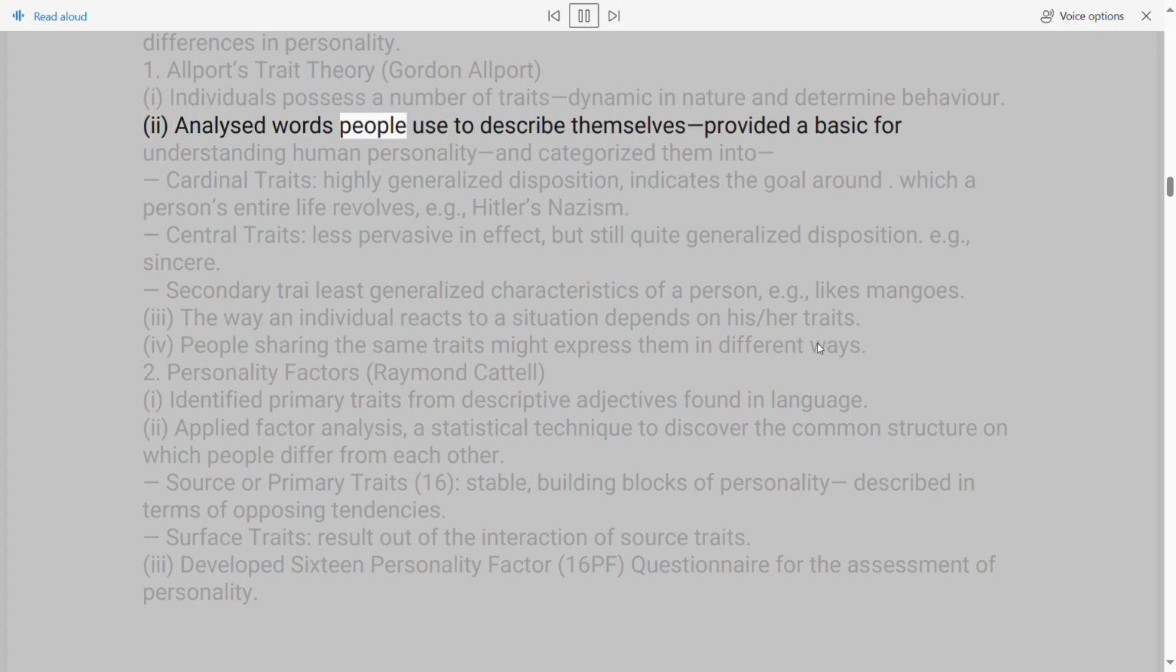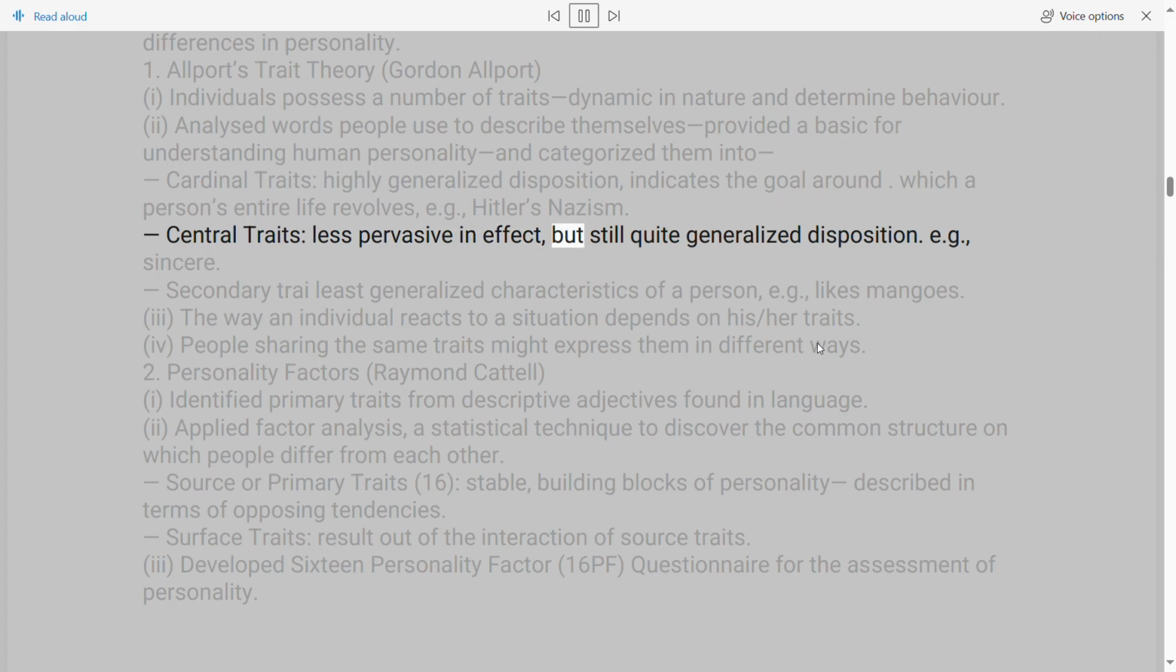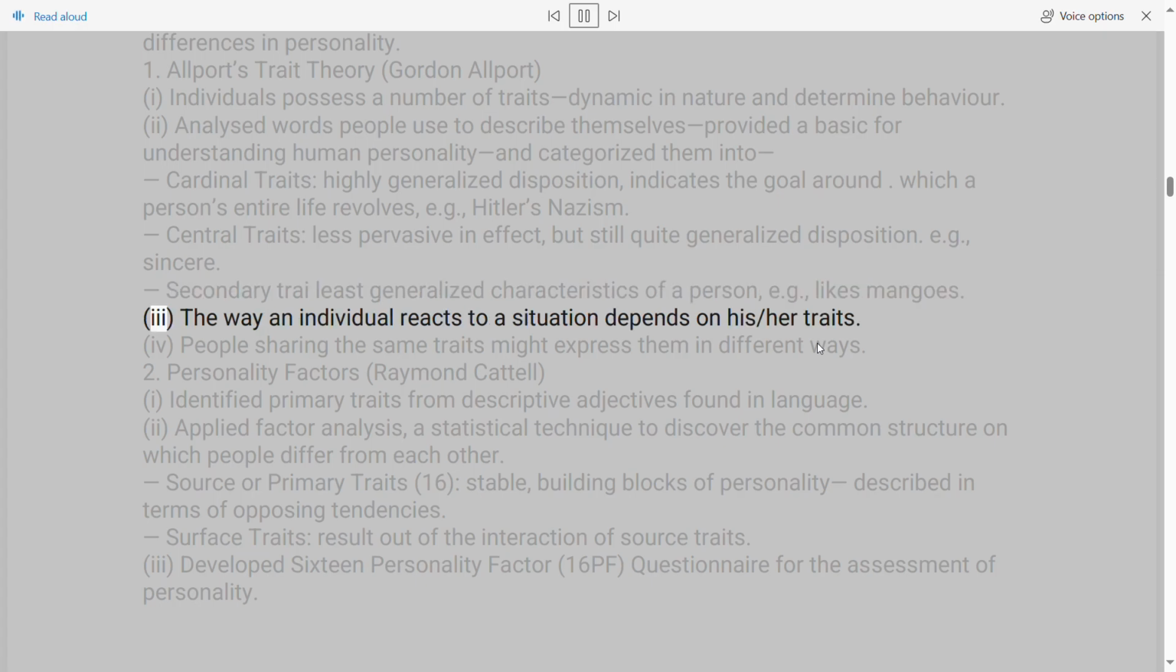2. He analyzed words people use to describe themselves, provided a basis for understanding human personality and categorized them into cardinal traits: highly generalized dispositions that indicate the goal around which a person's entire life revolves. Example, Hitler's Nazism. Central traits: less pervasive in effect, but still quite generalized dispositions. Example, sincere. Secondary traits: least generalized characteristics of a person. Example, likes mangoes. 3. The way an individual reacts to a situation depends on his or her traits. 4. People sharing the same traits might express them in different ways.